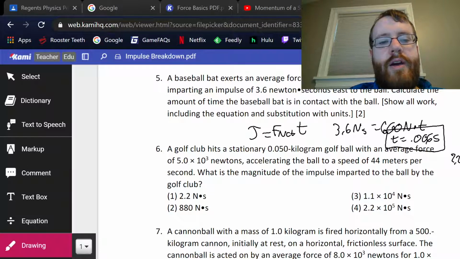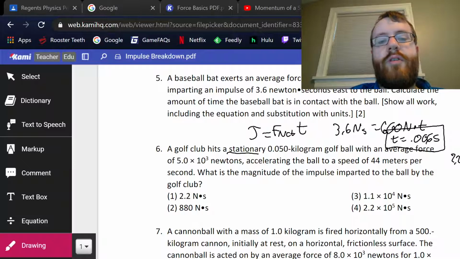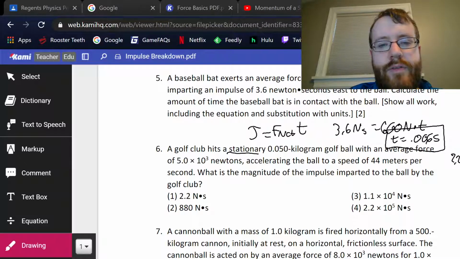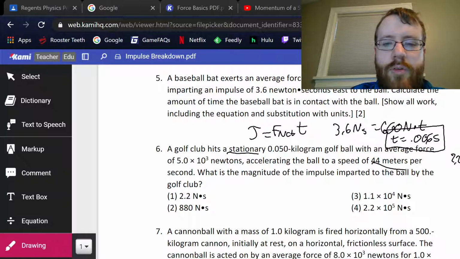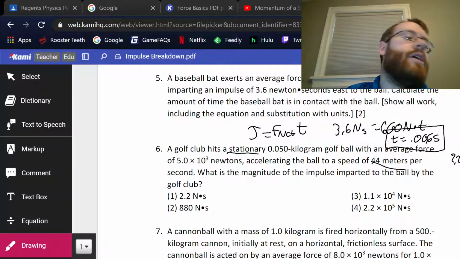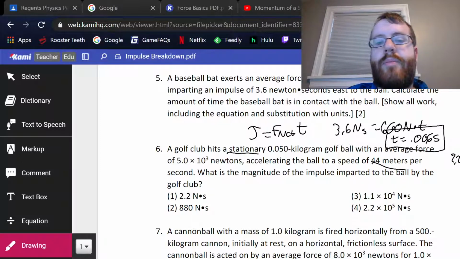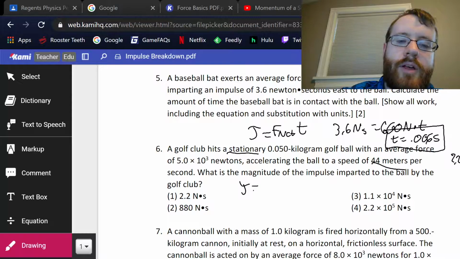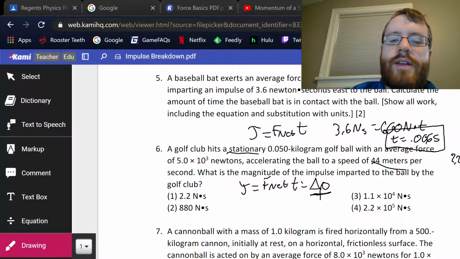Okay, next we have a golf club that is hitting a golf ball that's stationary. So that means we're starting off at rest. We're given an average force and it accelerates the ball to 44. So it was at rest, it's going to 44, and we're asking for the impulse. Now, these are the other type of impulse questions you have to be careful for, where they give you quite a lot of the pieces in our overall formula. J is equal to F net times T is equal to delta P. We have the pieces here to find delta P.